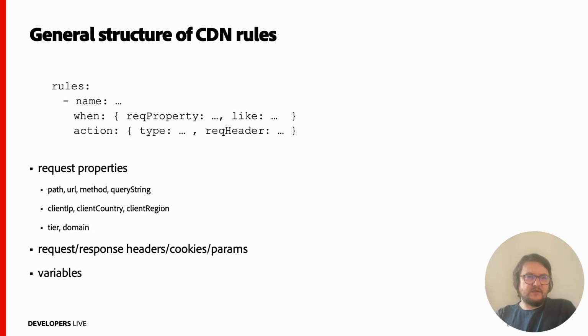The general structure of CDN rules looks like this. The rules have a name, a condition, and an action. The condition is used to filter or to match particular requests, and you can do this match on request properties like the path, the URL of the request, the method, the query string, so you can match only certain requests.